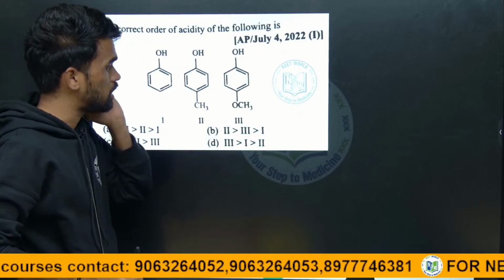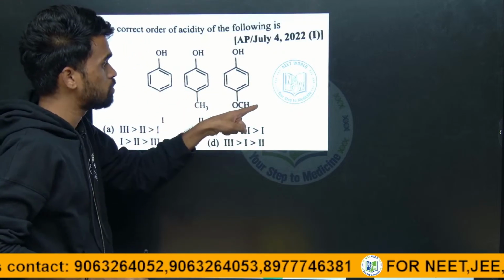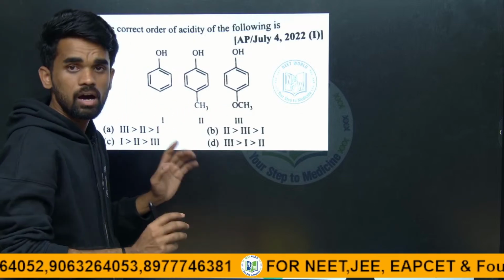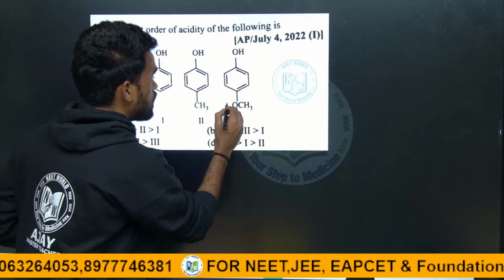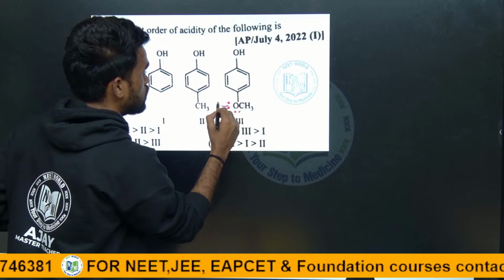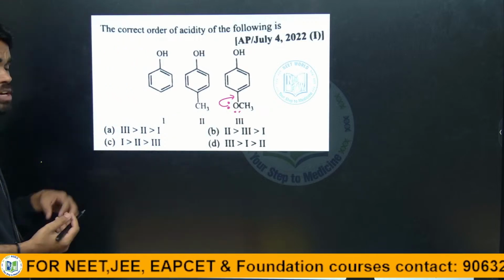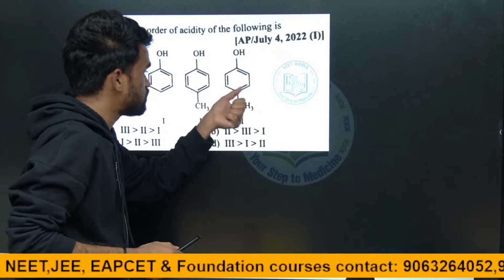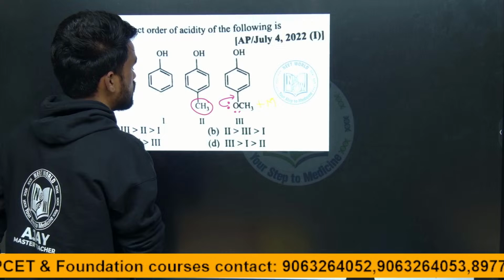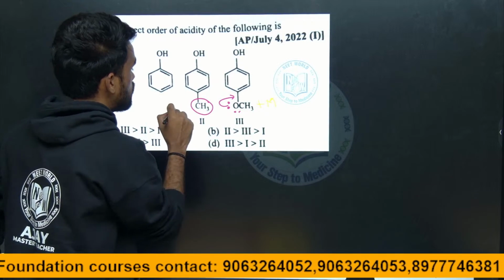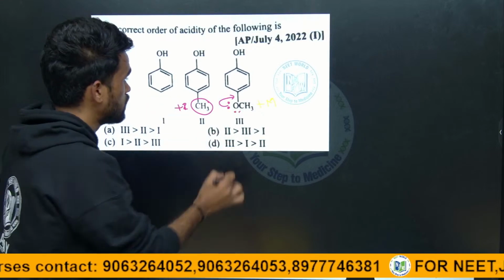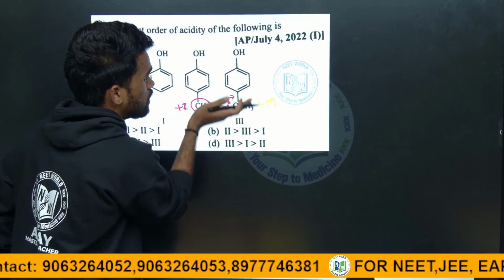So these are the phenols. Here it is having an alkyl group, here it is having an alkoxy group. What I told you, alkyl groups are electron releasing groups, and alkoxy groups also. The alkoxy group works with plus M effect, and here we can see hyperconjugation and also plus I effect. Which is more dominating? Mesomeric effect is dominating, as these lone pair electrons are given into the ring.